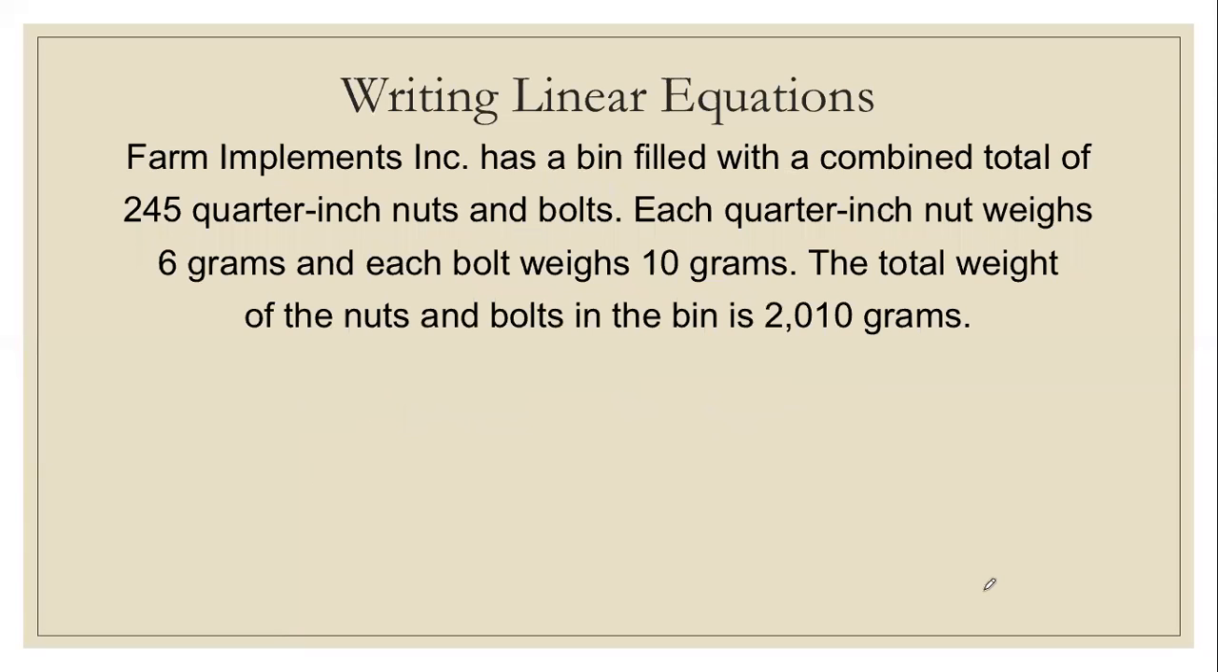Farm Implements Incorporation has a bin filled with a combined total of 245 quarter-inch nuts and bolts. Each quarter-inch nut weighs 6 grams, and each bolt weighs 10 grams. The total weight of the nuts and bolts in the bin is 2,010 grams. Okay, here's your hint. They're both written in standard form. You need 2 equations that are both written in standard form. I want you to take 1 minute and write down what 2 equations you think fit this scenario.